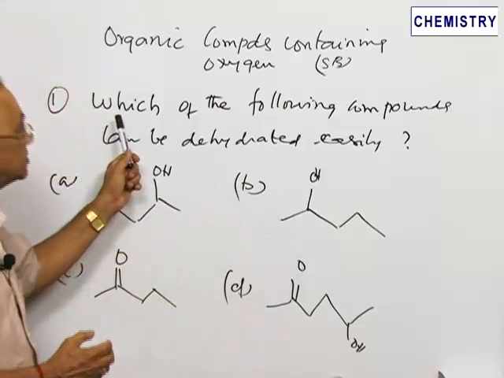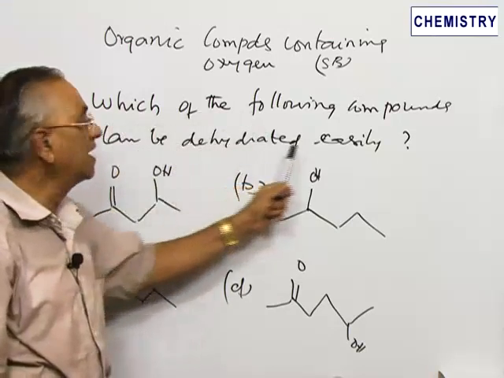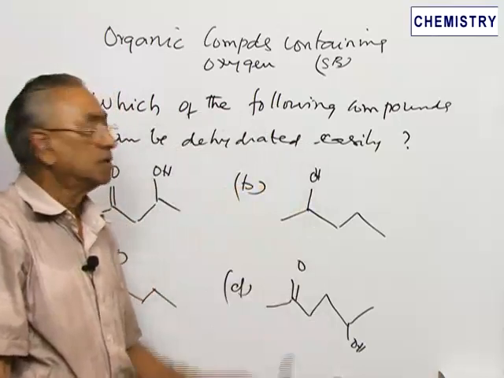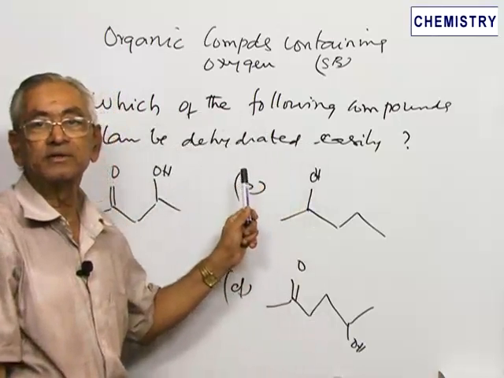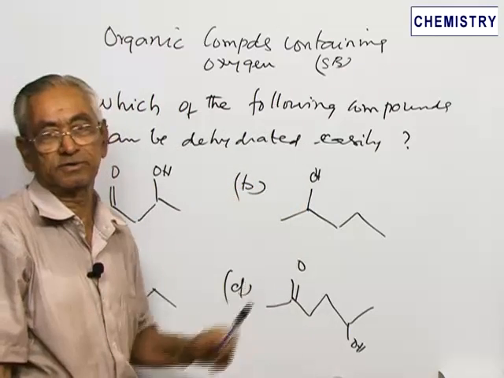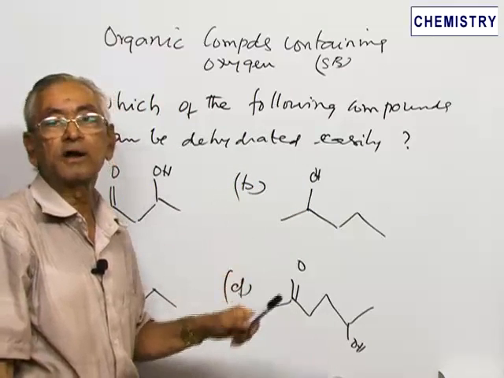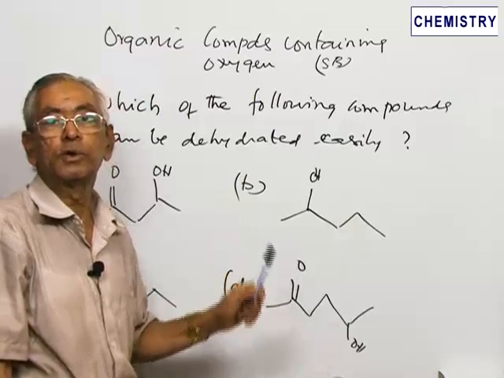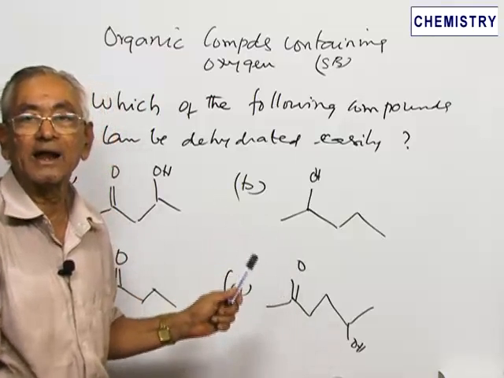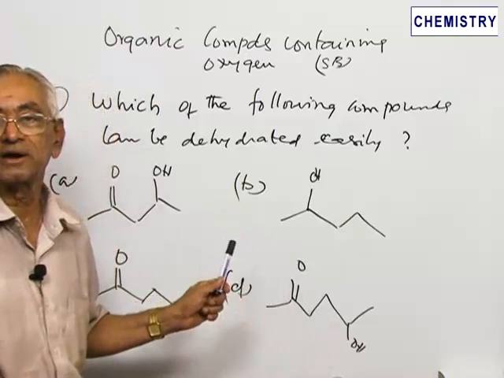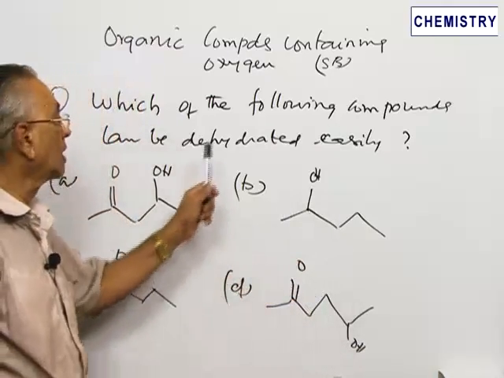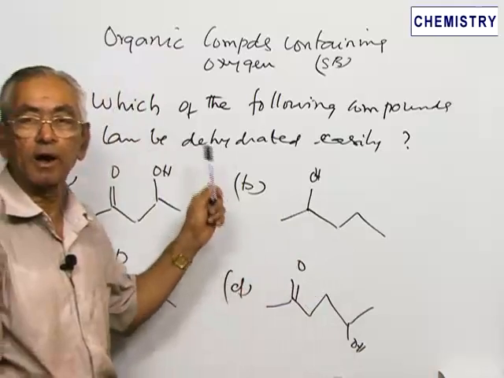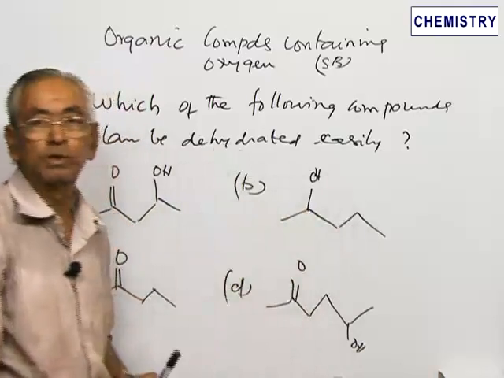Now, which of the following compounds can be dehydrated easily? The question itself says dehydration. Dehydration means it relates to alcohols. So alcohols undergo dehydration to produce an olefin, and alkyl halides undergo dehydrohalogenation to produce an olefin. The product formed is an olefin.